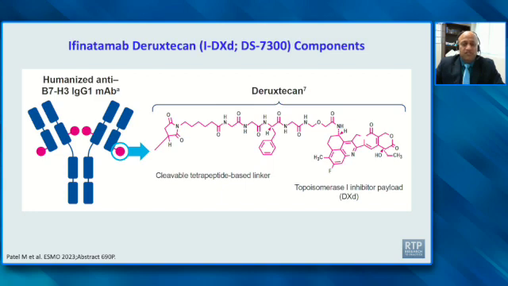Here's the structure of DS7300. Obviously, it involves a humanized B7H3 monoclonal antibody attached to a deruxtecan. The payload is a topoisomerase 1 inhibitor, a potent payload linked with a stable cleavable tetrapeptide-based linker.